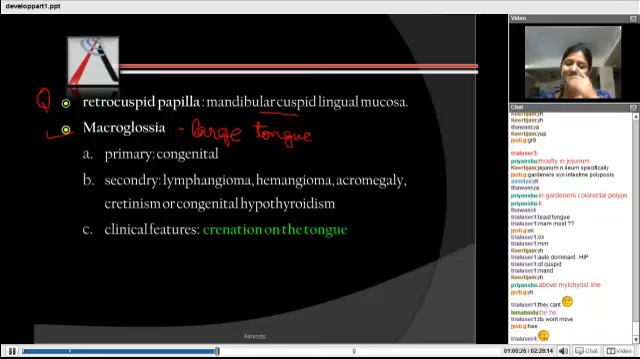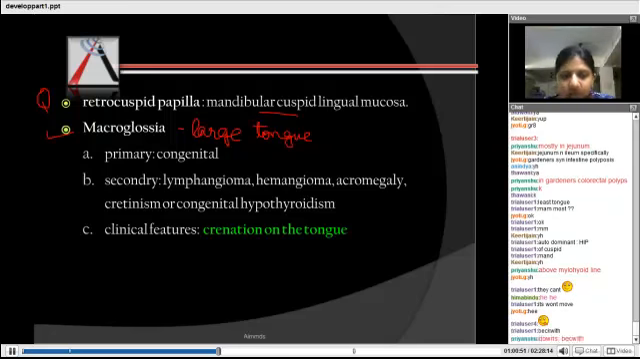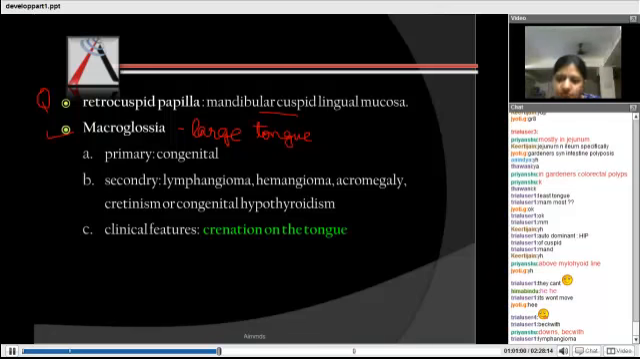When it comes to a large tongue, it can be primary or secondary. Primary means it's a congenital disorder. You have a lot of congenital syndromes which are associated with macroglossia. I have a small chart for you that you can go back and refer to. You will come across the terms primary and secondary in future, so you have to understand what they mean. Primary means the primary problem. I'll tell you with respect to macroglossia what it means.